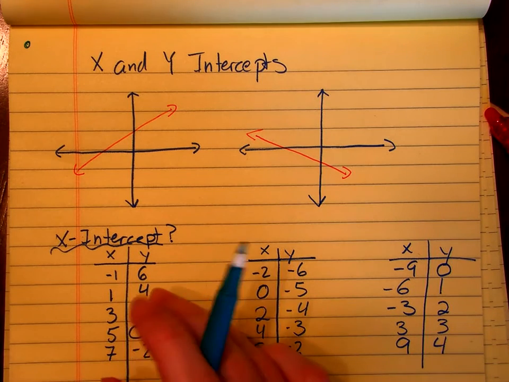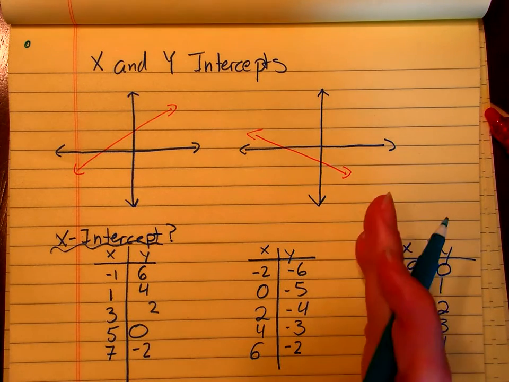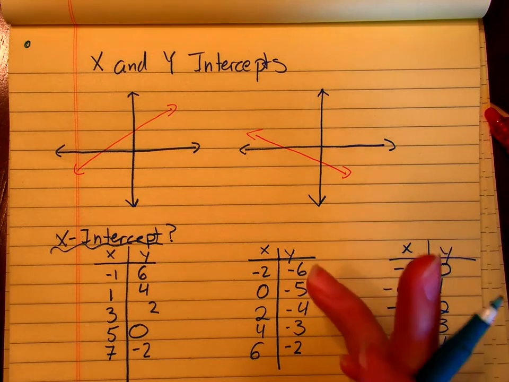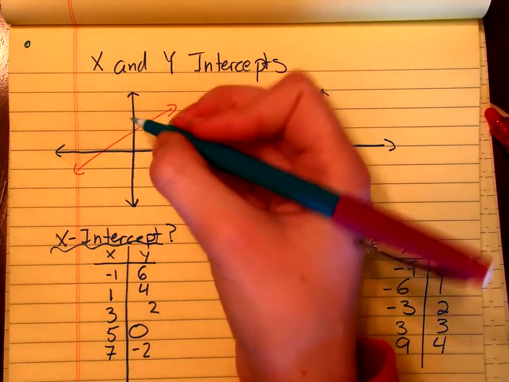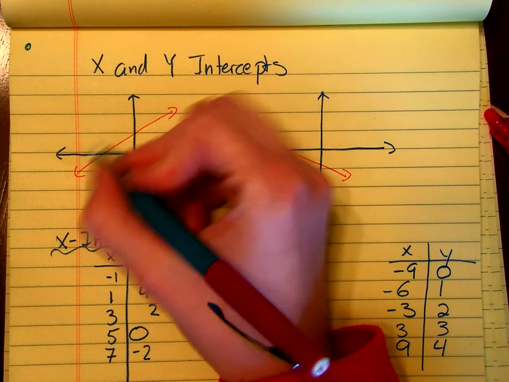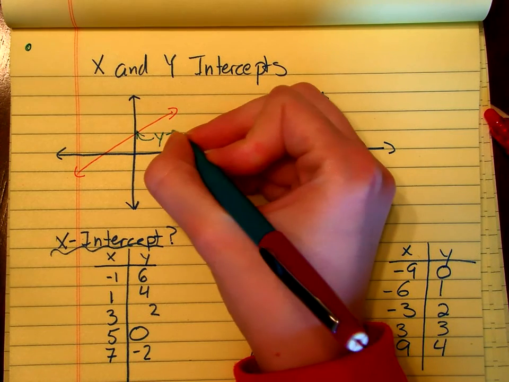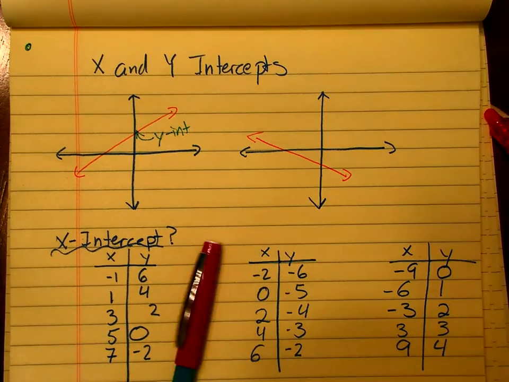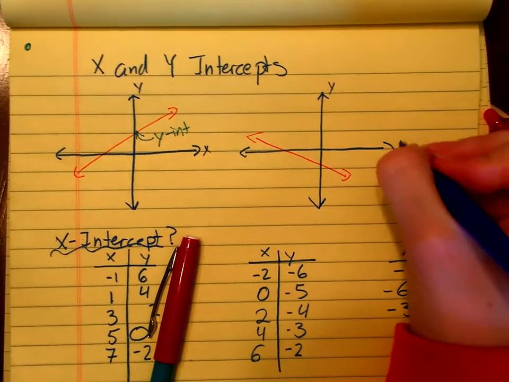Alright, today we're going to be going over what are x and y intercepts. Now we've already really gone over y-intercepts. Visually on a graph, a y-intercept is where our line crosses the y-axis. So this would be our y-intercept, because remember, this is our y-axis, this is our x-axis.